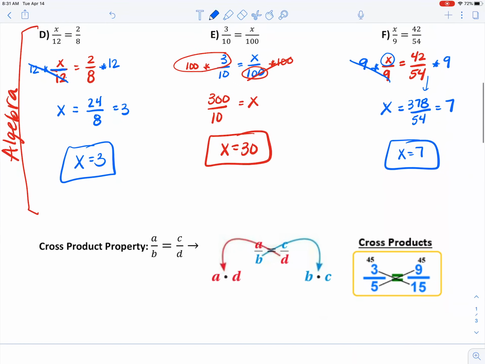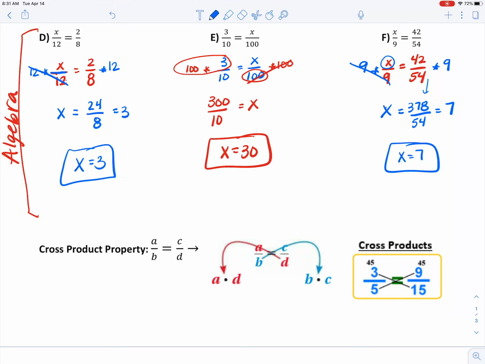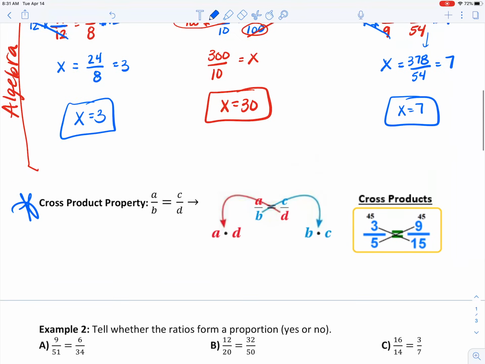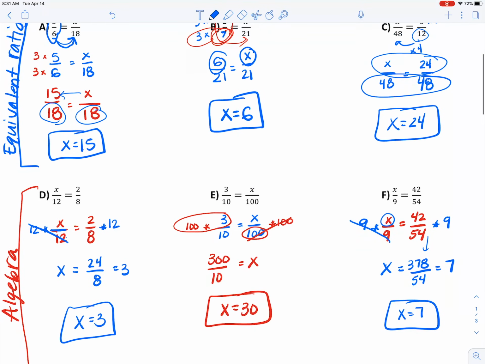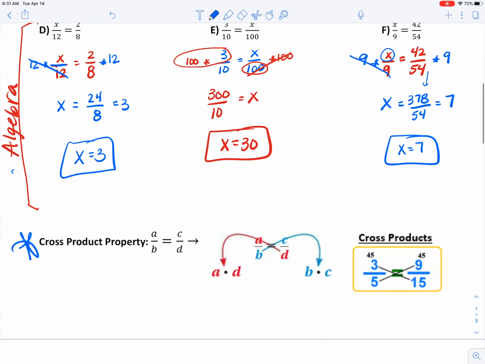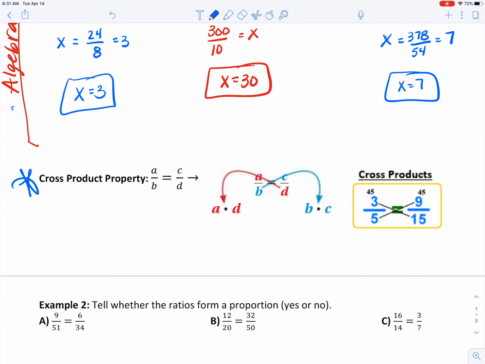Okay, so that is another method to solve. And then here is the cross product property. That's what we're going to do for the next problem. And I will be honest with you, this is my favorite, okay? The other two, sometimes it's helpful if you have a certain problem in order to use equivalent ratios or algebra, but I will tell you that the cross product property, no matter what the problem is, it will always work. I think it's honestly kind of the quickest once you learn the method. So let's take a look at it.